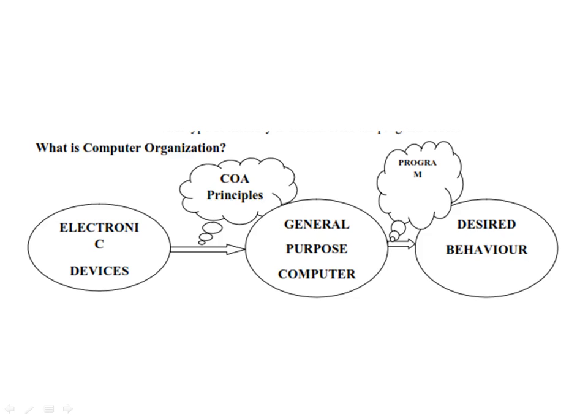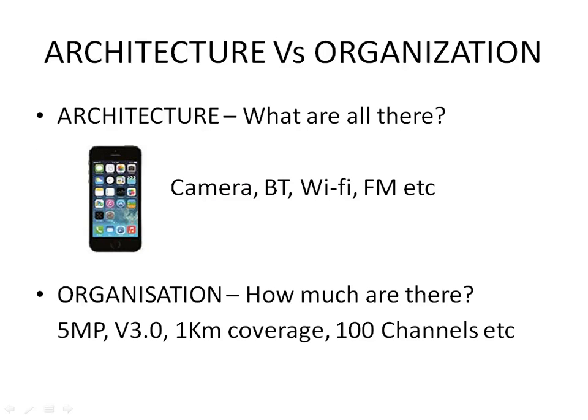So you apply computer architecture principles to electronic devices and end up with a general purpose computer, and by developing a program, say a C program or C++ or embedded C program or Java, whatever program you are familiar with, you apply it as an application to this general purpose computer and can achieve the desired behavior. Desired behavior means the thing that you require from the personal computer.